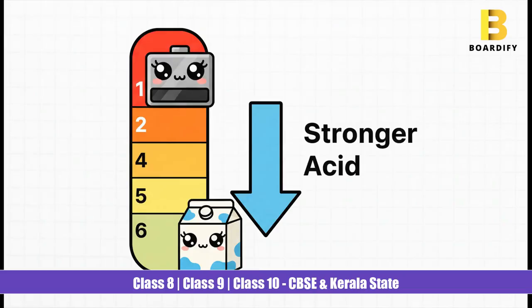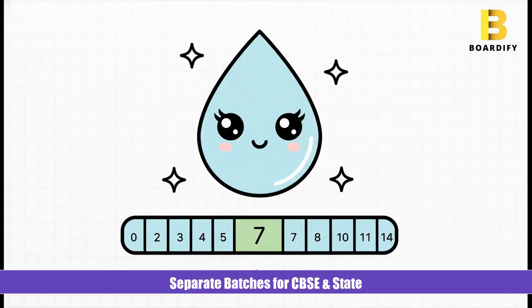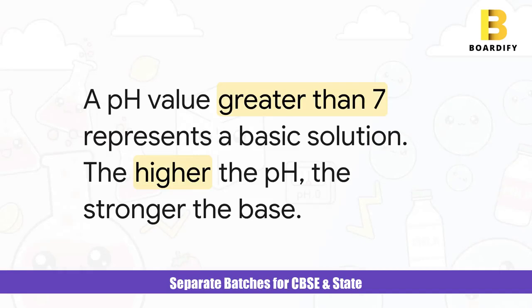This is super important. Anything with a pH less than 7 is acidic. And here's the trick. The lower the number, the stronger the acid. So a pH of 1 is way more acidic and dangerous than a pH of 6. Right in the middle, at exactly 7, we have neutral. The perfect example is pure water. And anything above 7 is basic or alkaline.